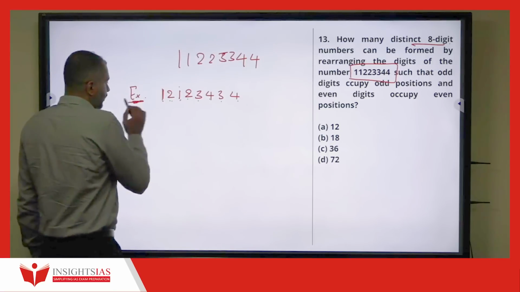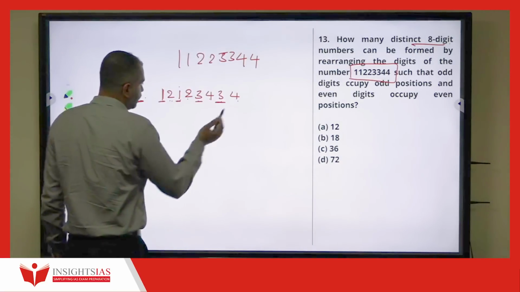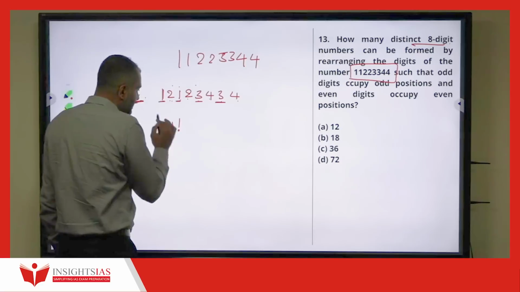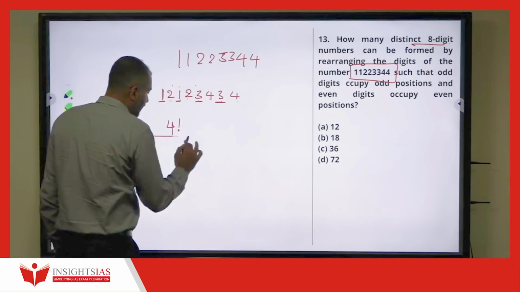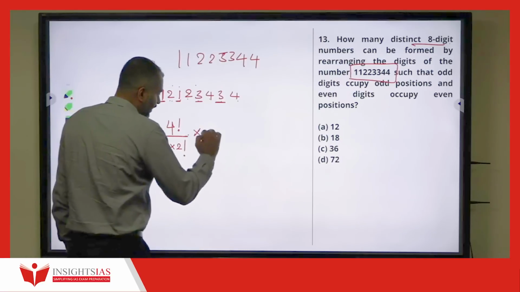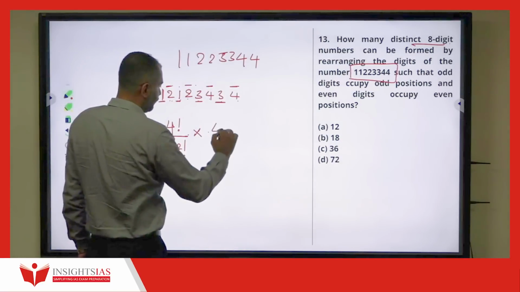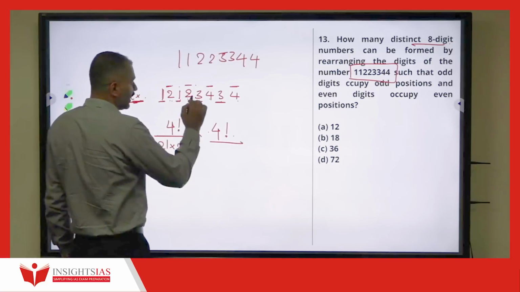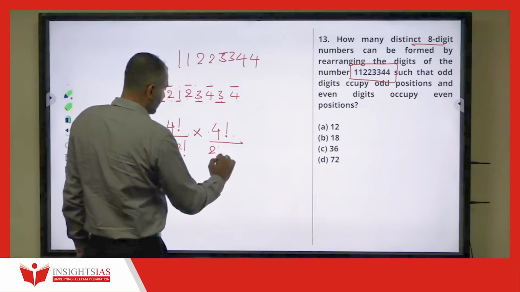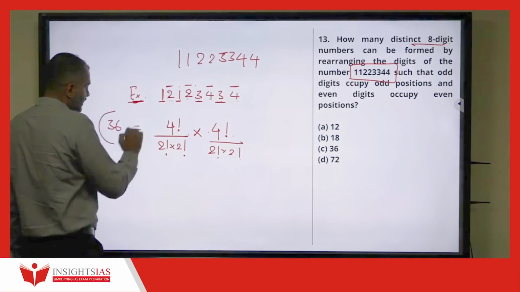Now it's a permutation question. Now we have 1, 2, 3, 4 positions. For these 4 positions, we have 4 characters. How many ways can we arrange them? 4 factorial. But there is a repetition here: 2 times 1, 2 times 3. Hence, 2 factorial into 2 factorial to avoid the repetition. And we have 4 more positions for even. Similarly, 4 factorial and there is a repetition. 2 can go here, this 2 can come here, that looks like the same number. Hence, to avoid that repetition, 2 factorial and 2 factorial, which is nothing but 6 into 6, 36.